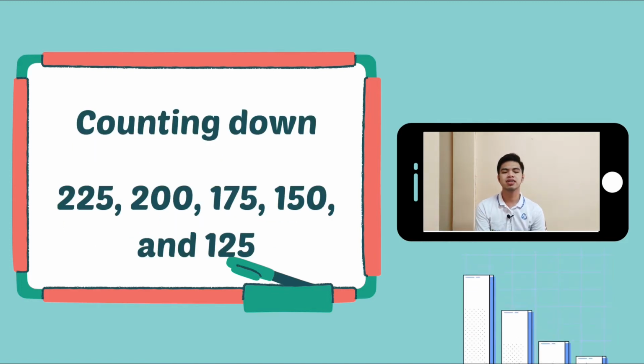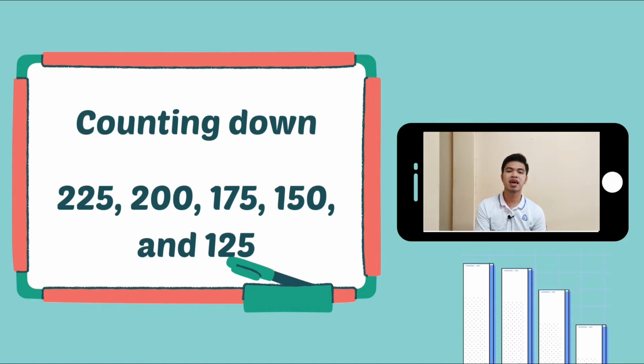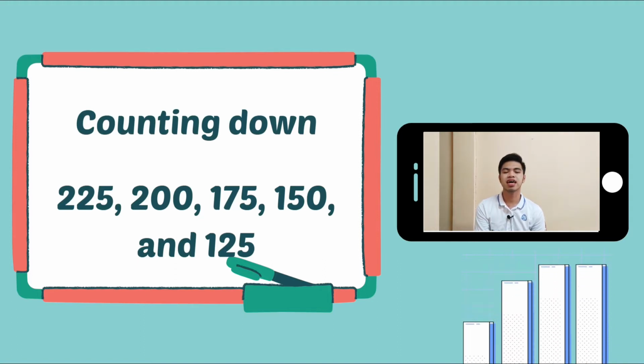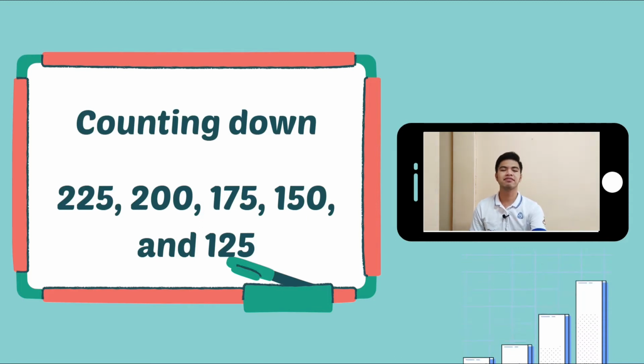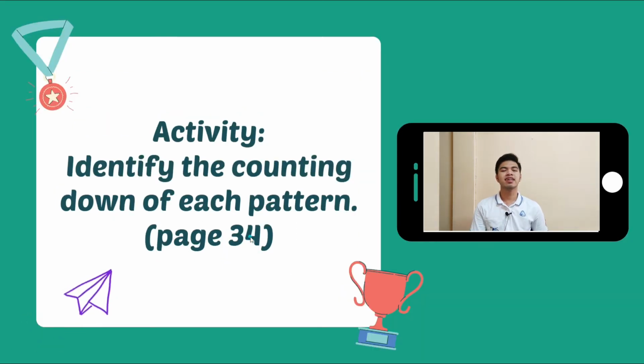Another example is 225, 200, 175, 150, and 125. So what happened in this pattern? It is a counting down by 25 because every time there is a decrease in number by 25. Alright, now we are going to do our activity.